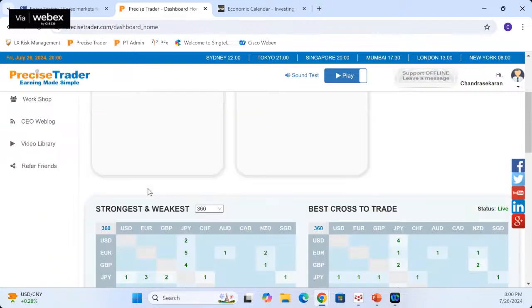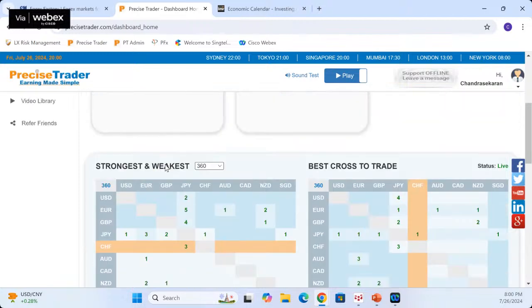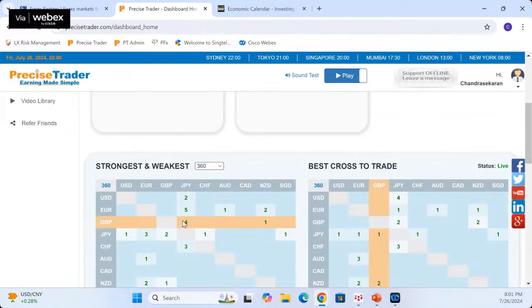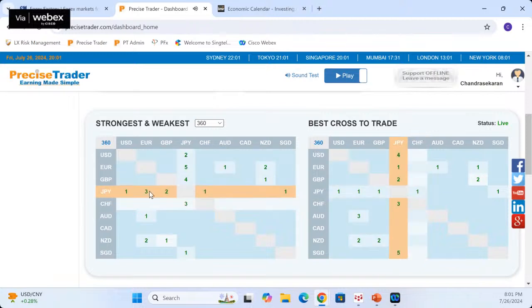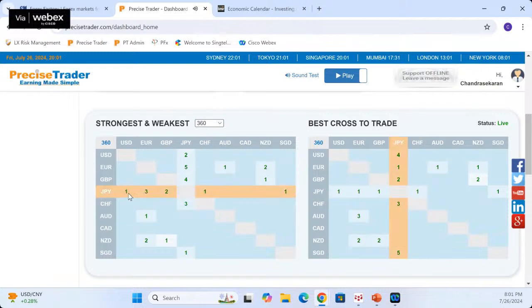Okay, so today I did tell you that I'll be showing the strongest and weakest. This is one of the tools that you can look at. It tells you what is the best cross to trade. So when you put your cursor, this is for this time belt, one meaning this would be the best cross to trade.